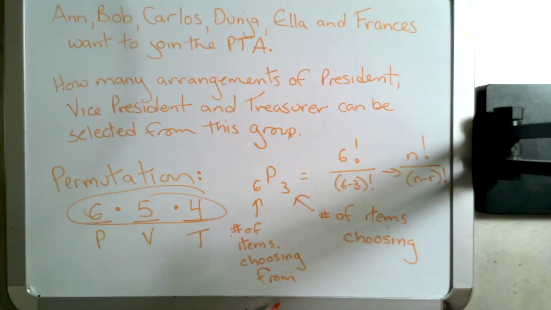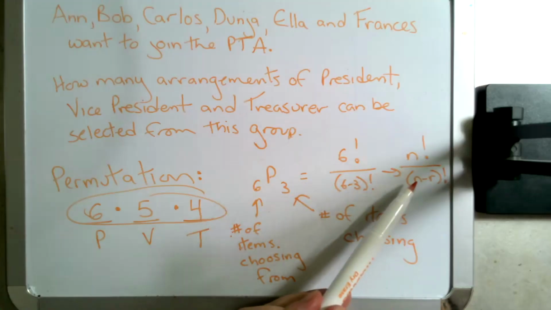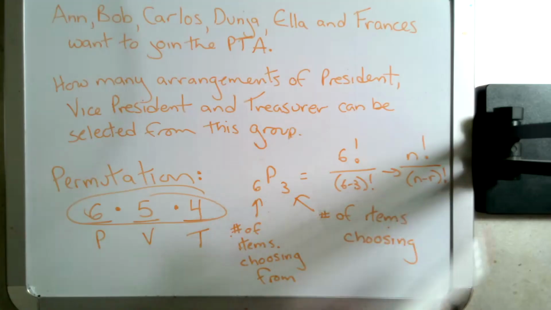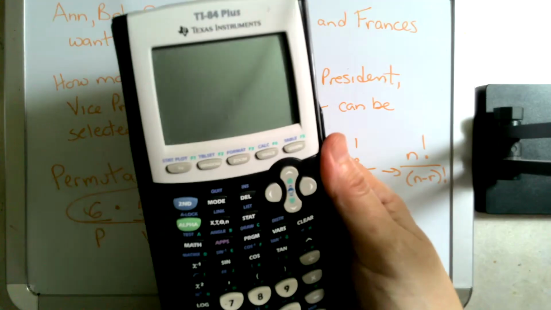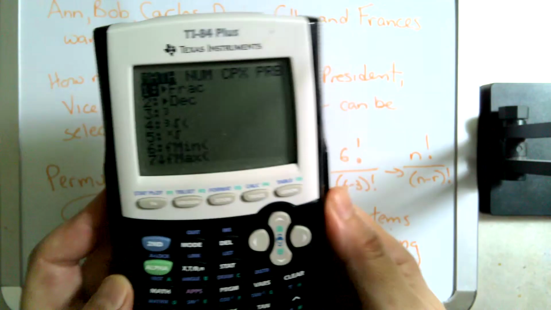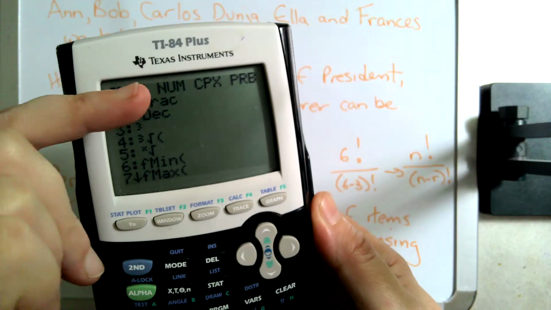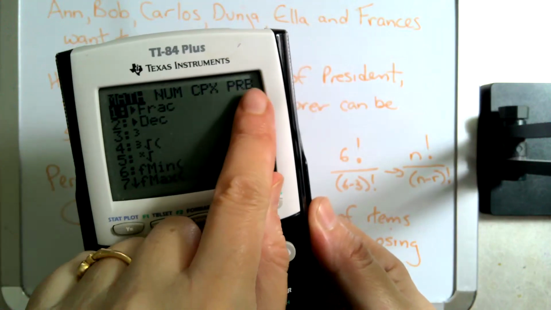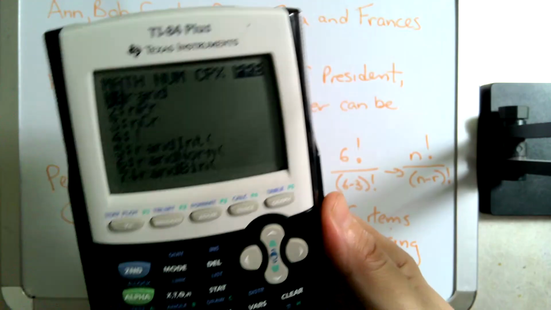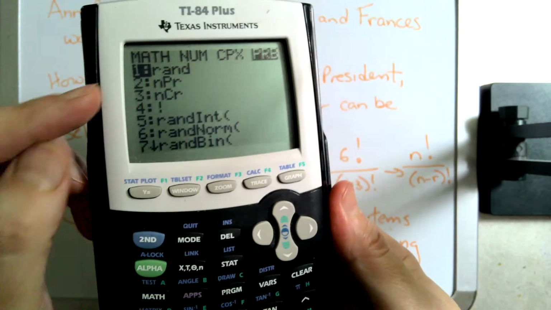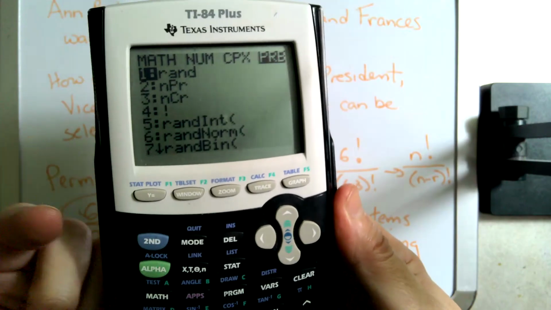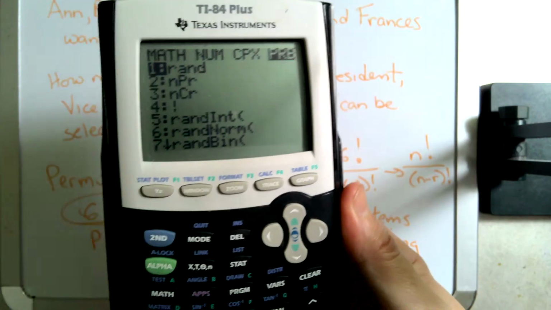Number of items we're choosing from, divided by n minus r, 6 minus 3 factorial. And on your calculator, if you go into the math button right here, you're going to notice you've got menu items up top, and the final one here, PRB, that's probability. So I'm going to go backwards to probability, and you see that the second thing in the list is nPr, and sitting right below it is nCr. That's where to find it.